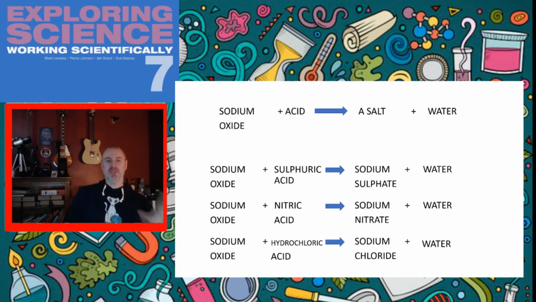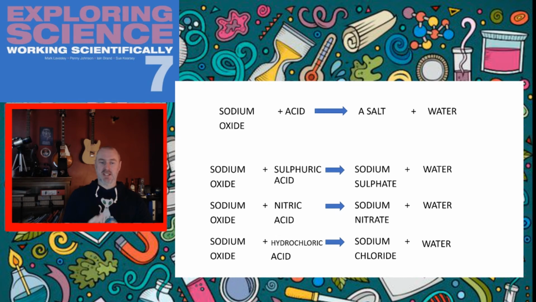Finally, it stopped. So if we use sodium oxide, all the rest of the rules still apply. Sodium oxide plus sulfuric acid still gives me sodium sulfate and water. Sodium oxide plus nitric acid still gives me sodium nitrate plus water. And sodium oxide plus hydrochloric acid still gives me sodium chloride and water. So it's exactly the same.